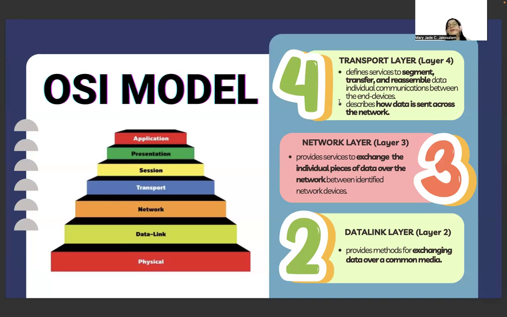The second layer, or layer 2, is the data link layer. This time, it provides methods for exchanging data over a common media. For example, your media is a copper wire. So the data link is more concerned with the media, on how you are exchanging data over a media. We have different types of media, right? We have fiber optics, we have copper wire, and so on and so forth.